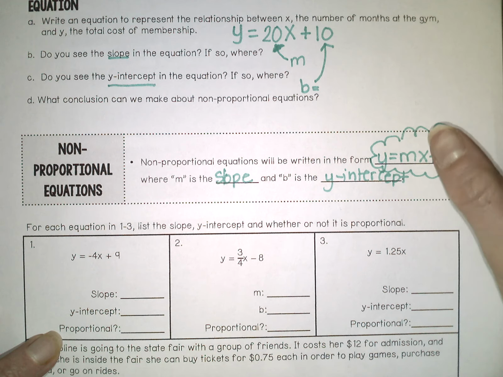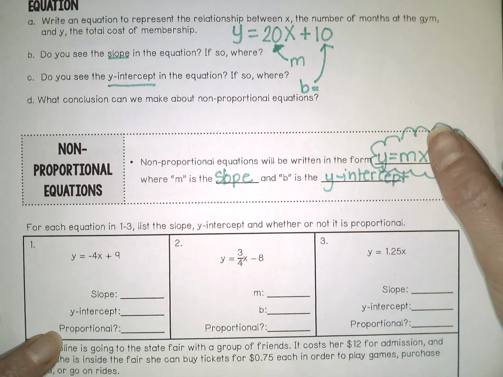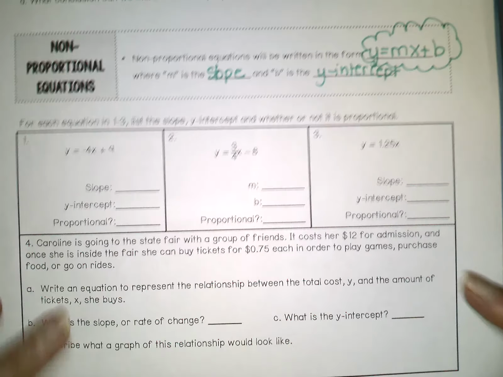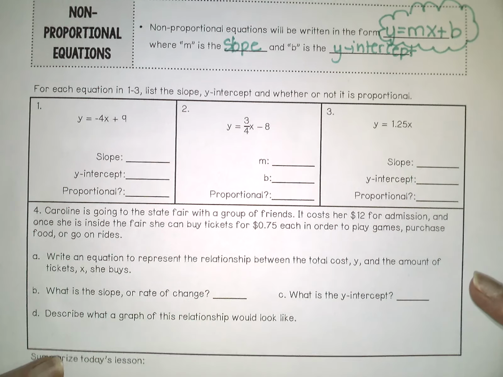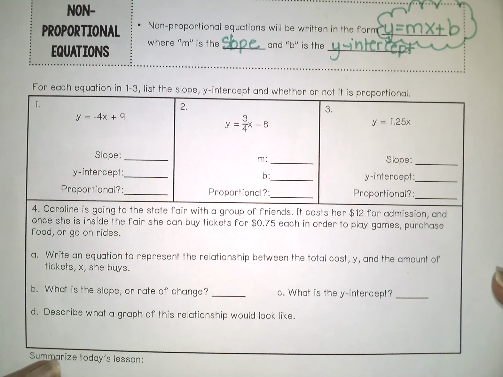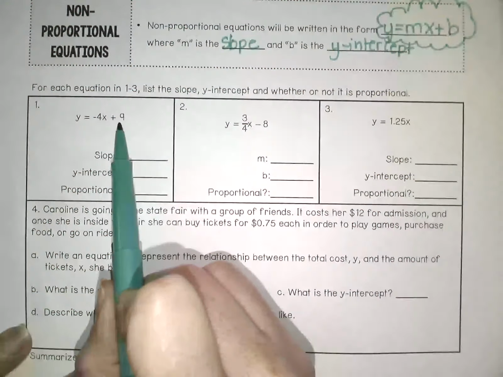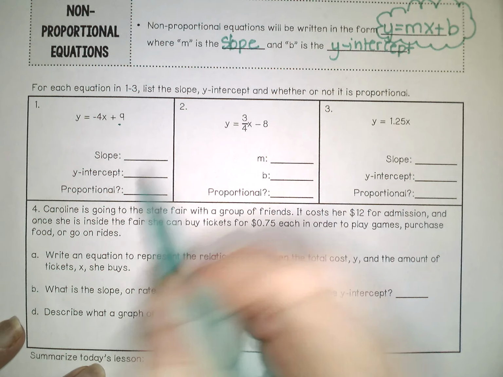Now, if it's not proportional, you're going to have the y-intercept right here. If it's proportional, it's just going to be that part because it's always going to go through what? If it's proportional, it's going to go through 0. So that will be plus 0 always. So you don't need to put that there. Okay, so right here, for each equation, 1 through 3, I want you to list the slope, y-intercept, and whether or not it's proportional. So take a look at this.